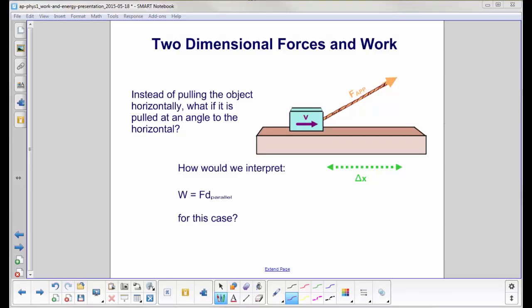Instead of pulling an object with the force horizontally, right, in this direction here, what if we pulled it at an angle to the horizontal? How would we interpret work equals F d parallel for this case? Let's assume here the object, even though we're pulling it up in this direction, is just moving in the x direction, so its displacement is delta x.